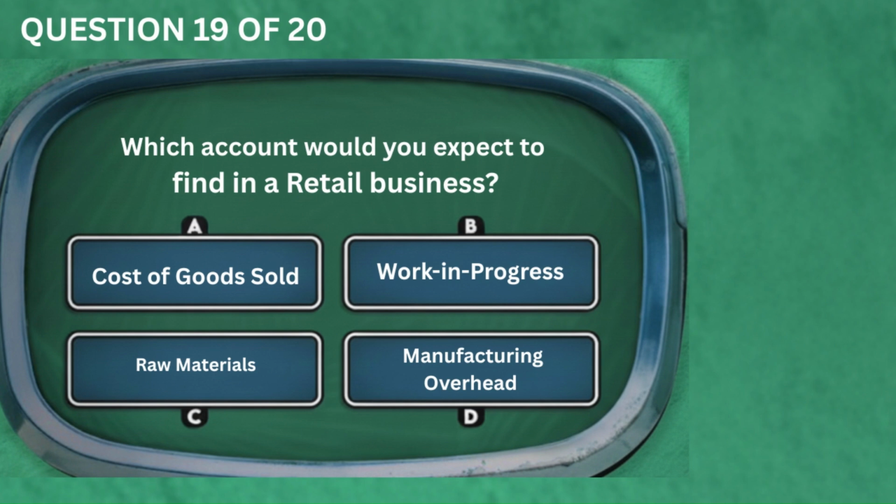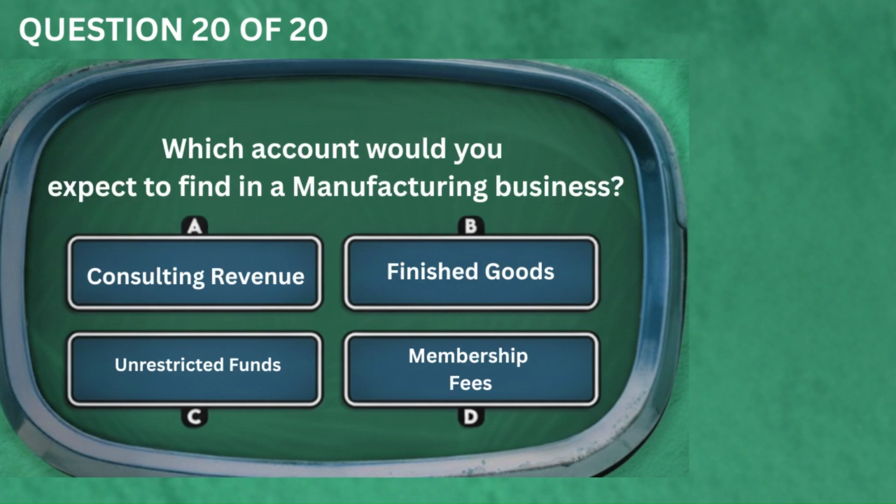Question 19. Which account would you expect to find in a retail business? Options are: cost of goods sold, work in progress, raw materials, or manufacturing overhead. Answer: it's A. Retail businesses buy and resell finished goods, so they use cost of goods sold on the income statement.